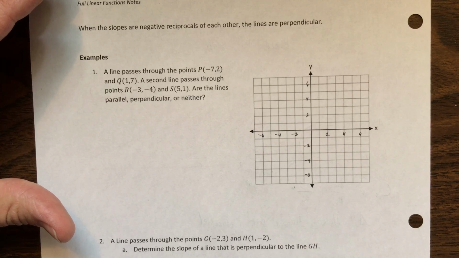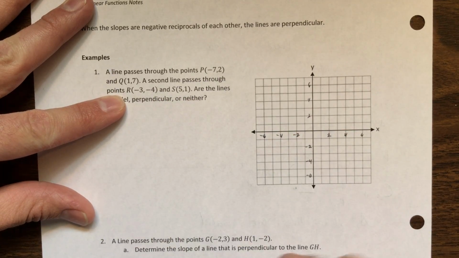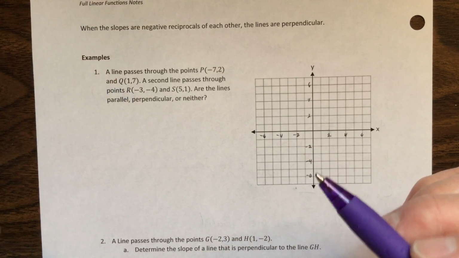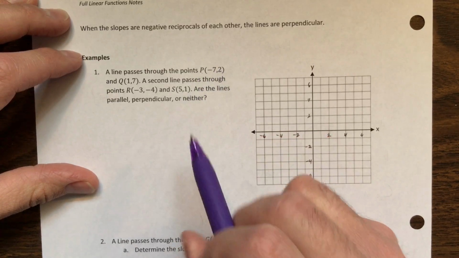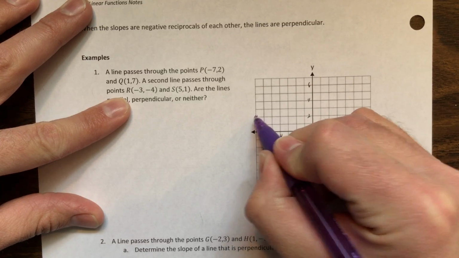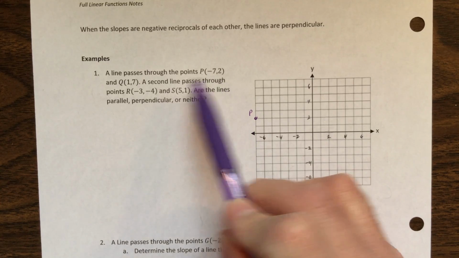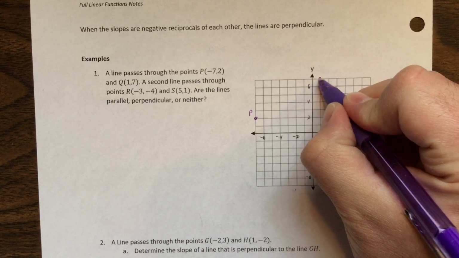All right, so let's draw out the lines. So the first one here, P and Q. Now when we're drawing out lines, what we're going to do is label them using the points, or we can label it using the numbers. So negative 7, positive 2 is right there. This is P, and that's all we need to do, just P. We don't have to put the coordinates in because we know what the coordinates are. And Q is at 1, positive 7 right there.